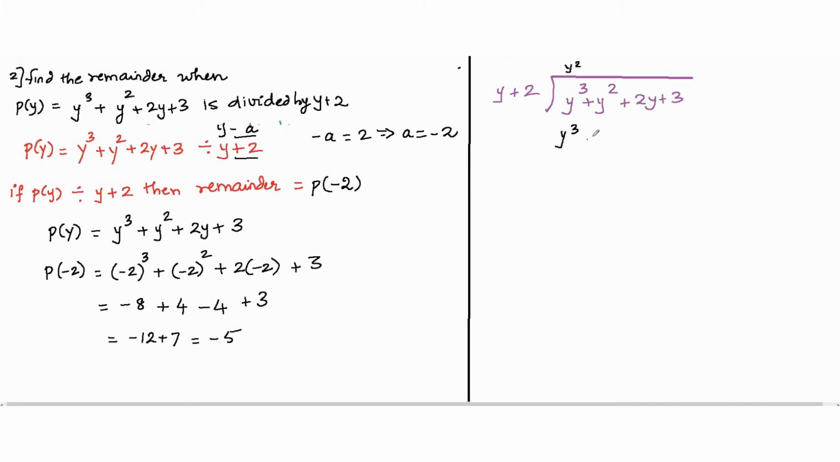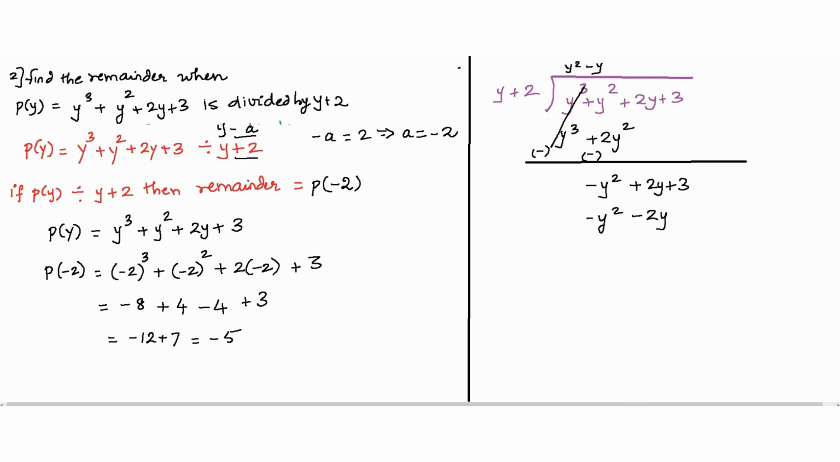And 2 multiplied by y square gives me 2y square. Now let's again subtract the two terms. So when I subtract, I get y cube minus y cube and y square minus 2y square. So y square minus 2y square becomes minus y square plus 2y plus 3. Now y into minus y gives me minus y square and 2 into minus y gives me minus 2y.